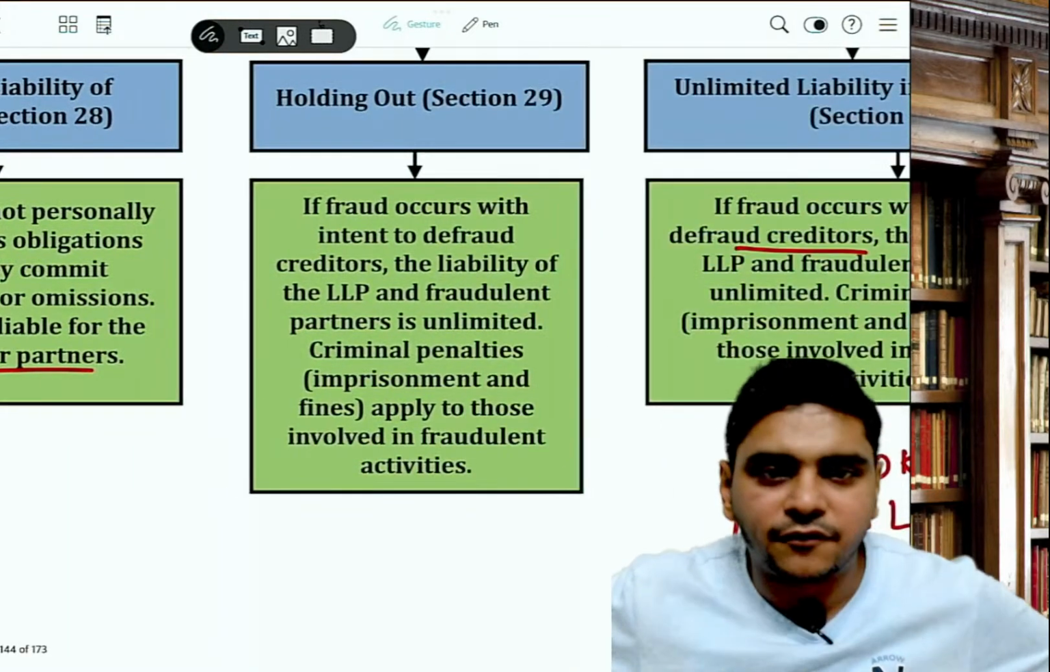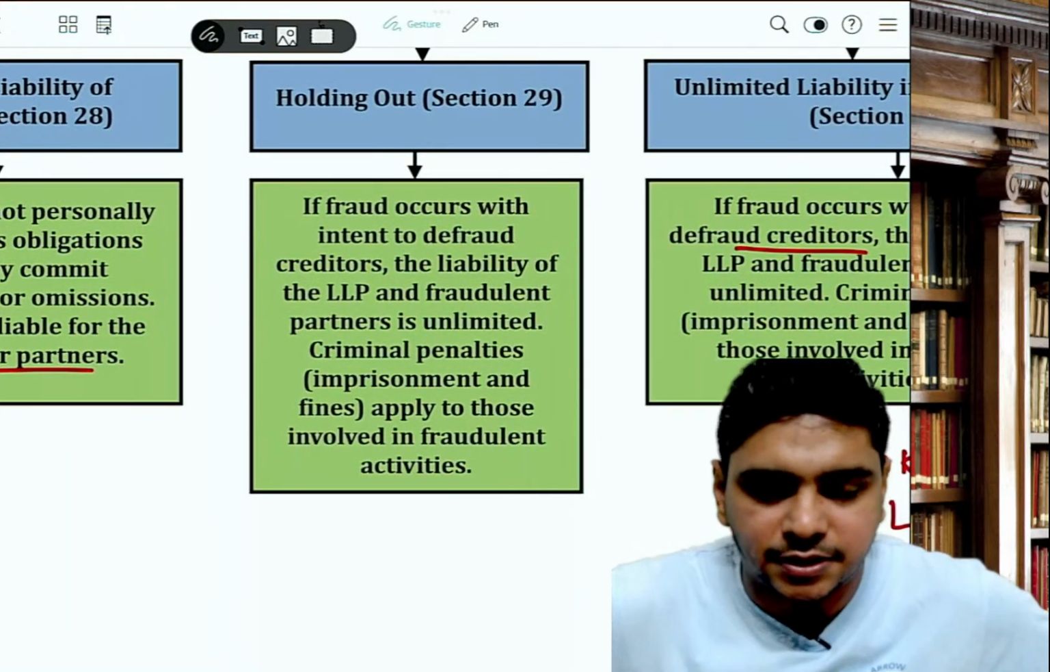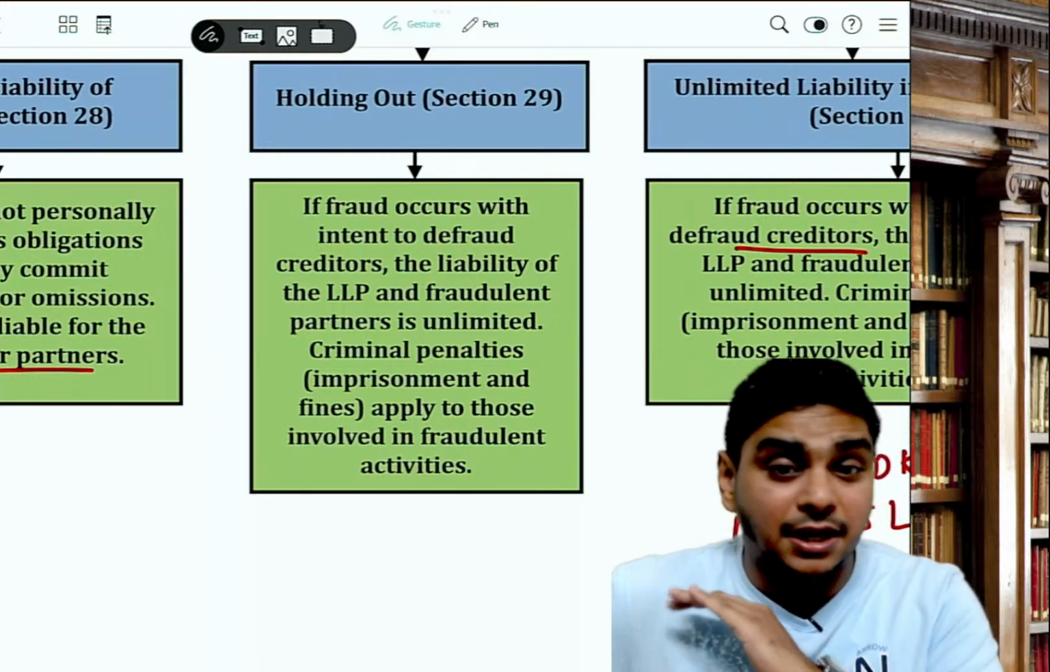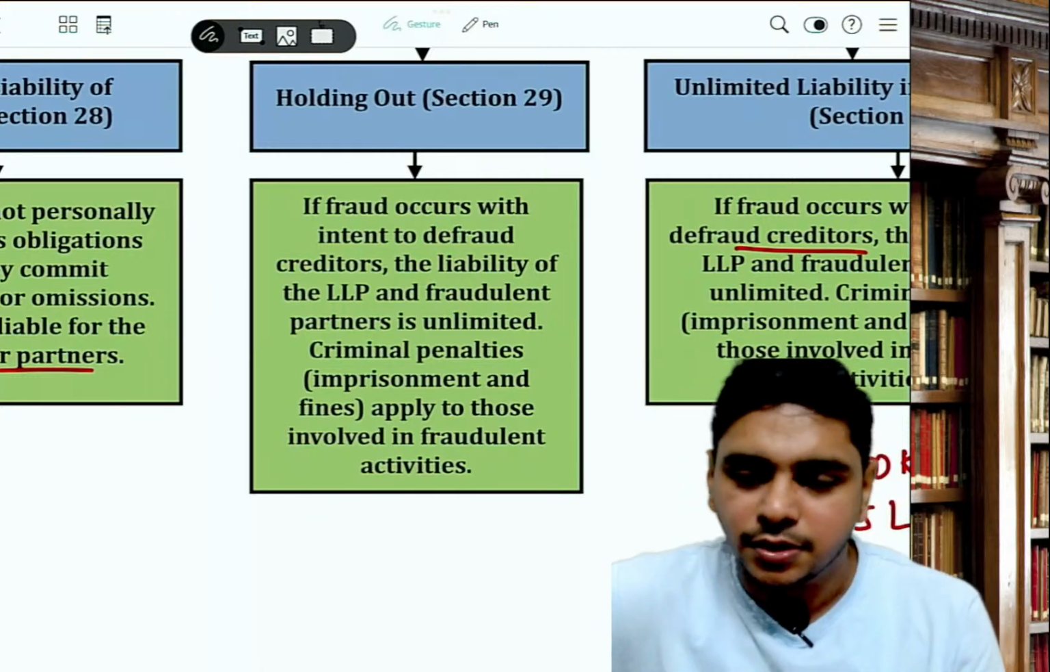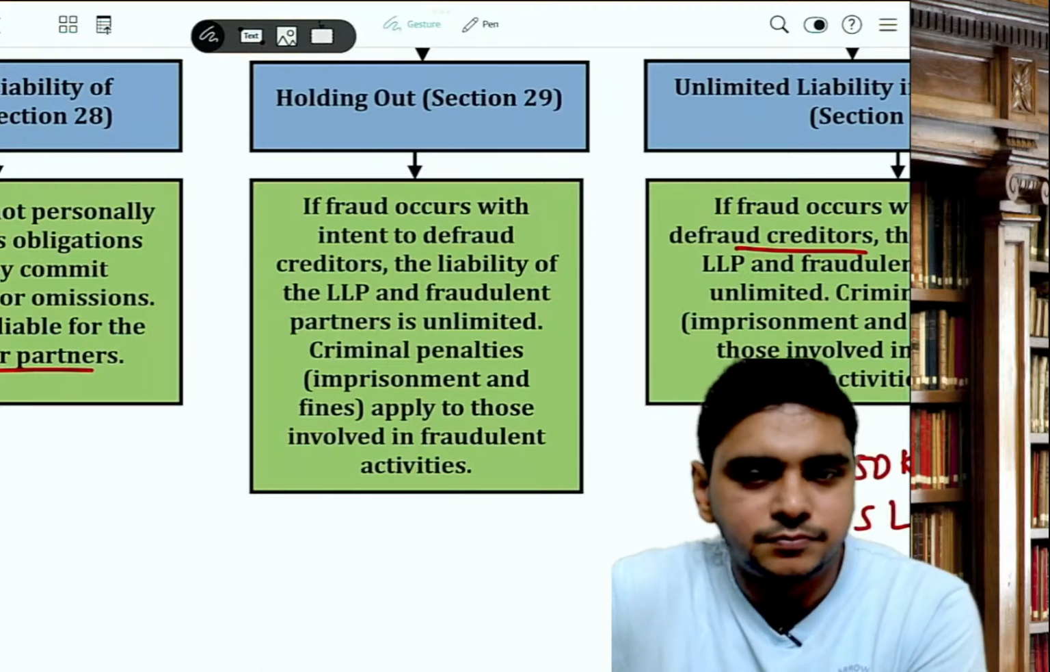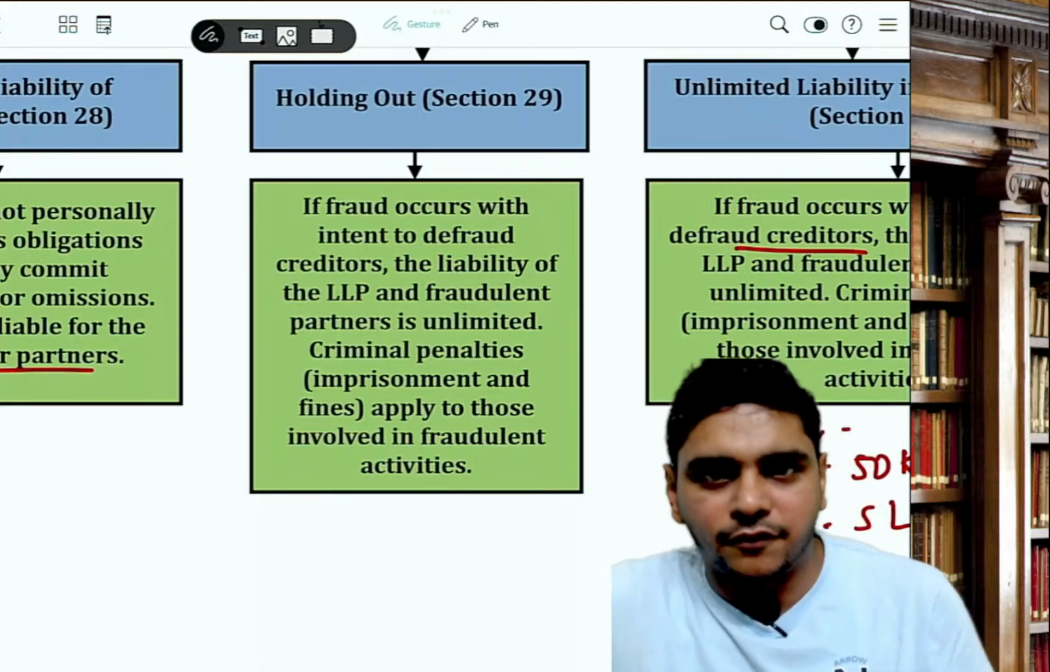Sir, if the fraud occurs with intent to defraud the creditors, the liability of the LLP and the fraudulent partner is unlimited, because if you have done fraud here it is criminal liability. It is only for the people who have committed the fraud.